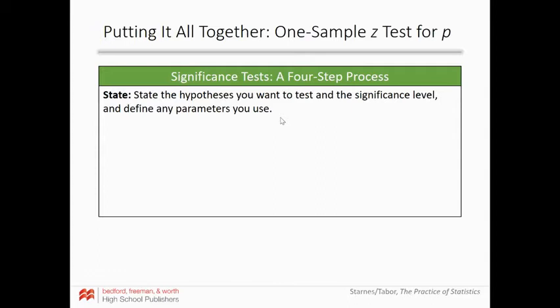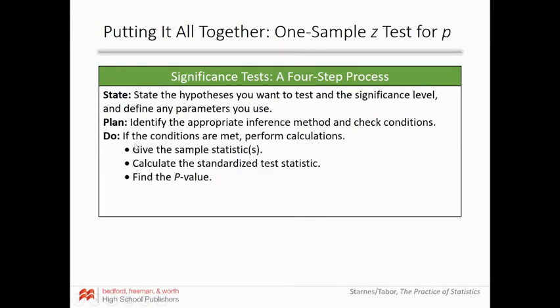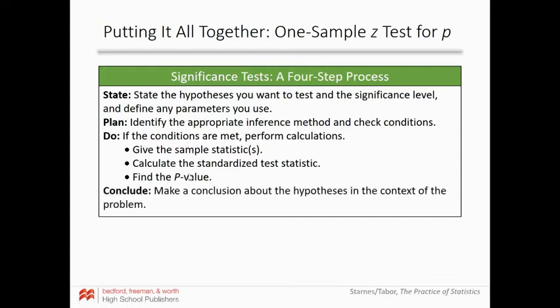For our state, we need to state the hypothesis you want to test and the significance level, and define your parameter. You need to plan: identify the appropriate inference method and check those three conditions. Do: give the sample statistic, calculate the standardized test statistic, and find the p-value. And then finally, conclude: make a conclusion about the hypothesis in context of the problem.